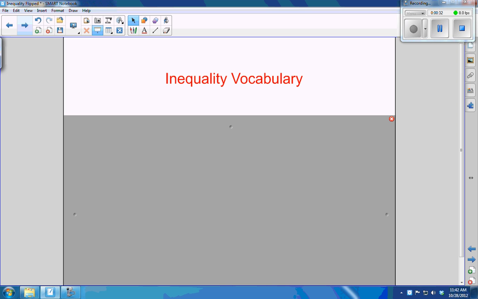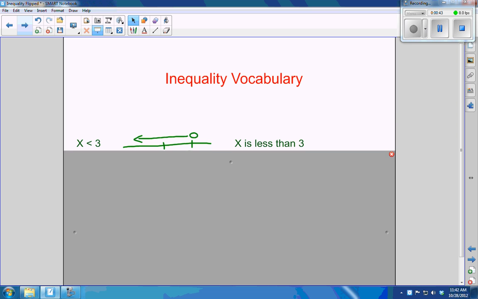Real quickly before we begin, let's just go over the vocab. I know you've learned this in 6th and 7th grade and growing up, but it's good to go over it real quickly before we get into how to solve inequality problems.